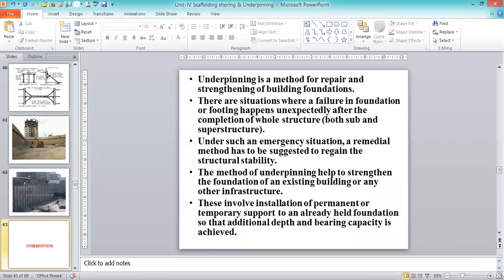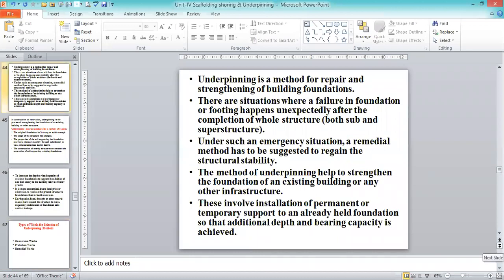We already discussed the definition, but here we can go through it once again. Underpinning is a method for repair and strengthening of building foundations. Already we discussed repairing, but here we focus more on strengthening of the foundation. Second, there are situations where a failure in the foundation or footing happens unexpectedly after the completion of the whole structure, both substructure and superstructure. Substructure has the foundation, and superstructure has the beams, columns, and slabs that we provide as the structural elements.